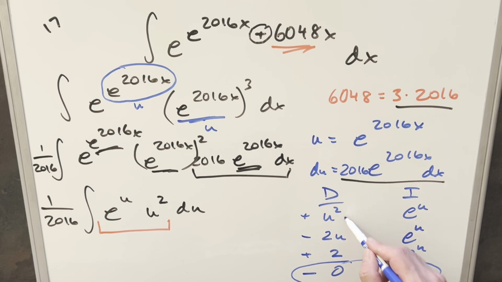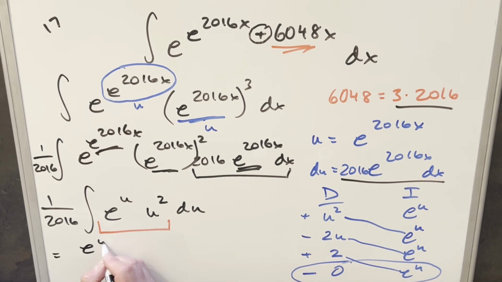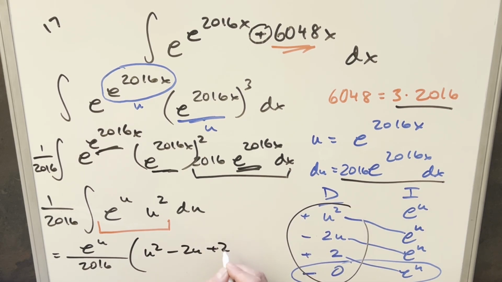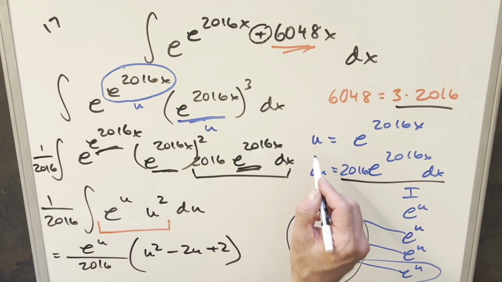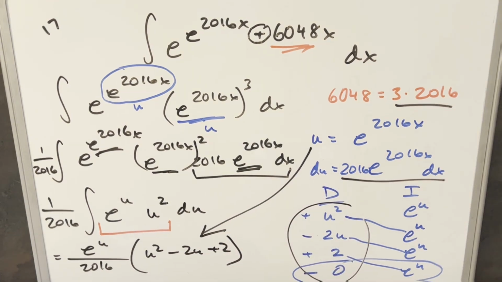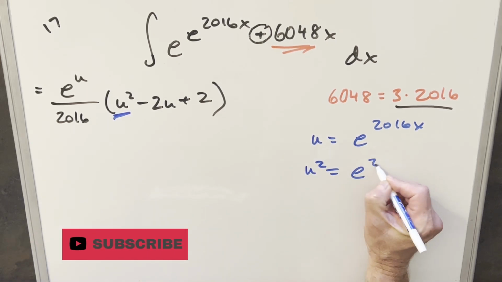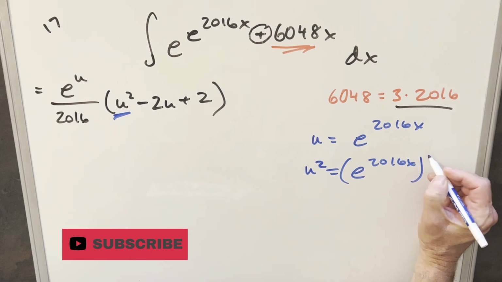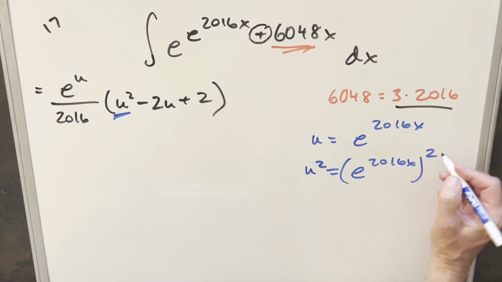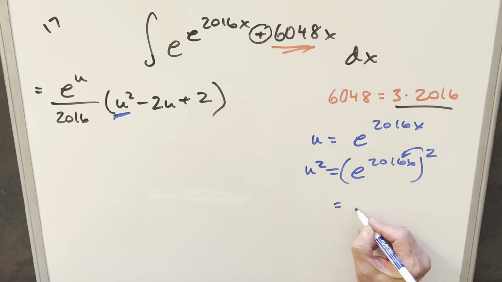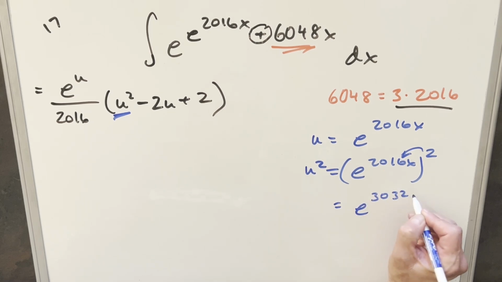From here, we have our solution in u on the diagonals. When I write this down, let's factor. We have e to the u in common, so I can factor out e to the u, put it over 2016, and then sum up all this stuff. It's going to be u squared minus 2u plus 2, and then all we need to do is back substitute in order to finish it off. Before I back substitute, just to be clear, for this u squared, we can put it back and write it like this, e to the 2016x squared, but I can also multiply this back in. So for u squared, I can write it as e to the 32x.